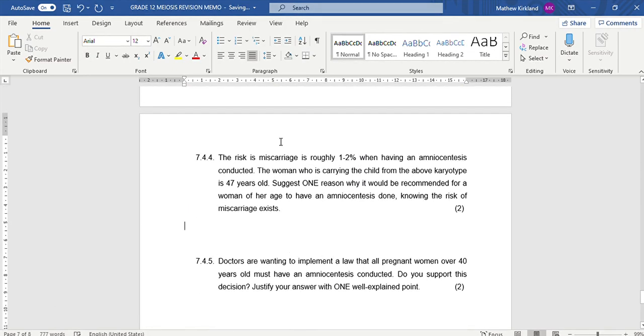Okay, 2 more questions, but the more applied, really think about it questions. The risk of miscarriage is roughly 1 to 2% when having an amniocentesis conducted. The woman who is carrying the child from the above karyotype is 47 years old. Suggest one reason why it would be recommended for a woman of her age to have an amniocentesis done, knowing the risk of miscarriage exists.